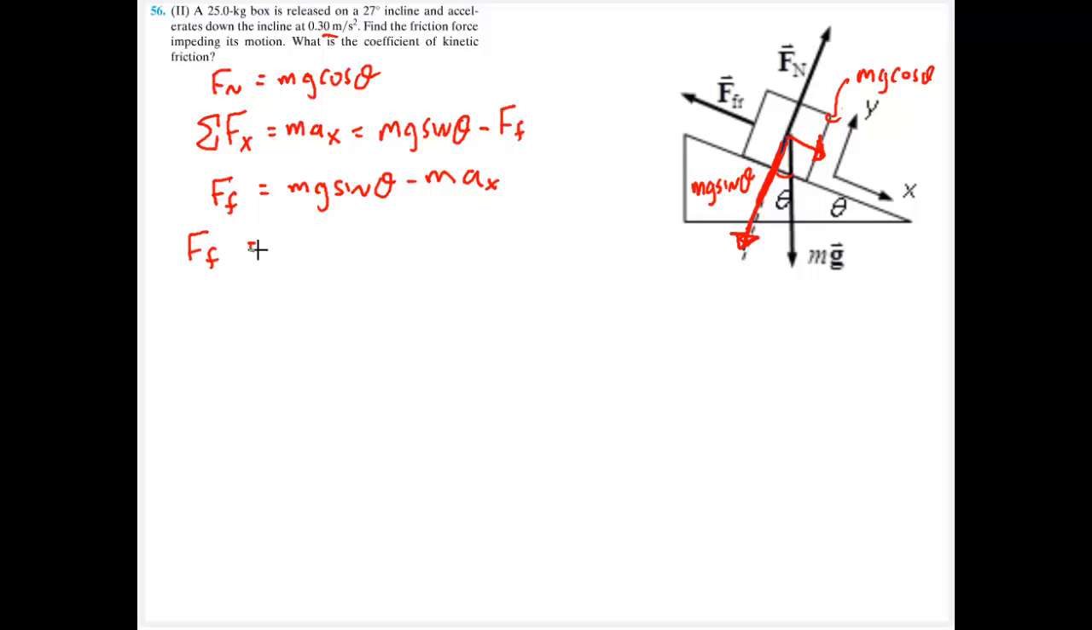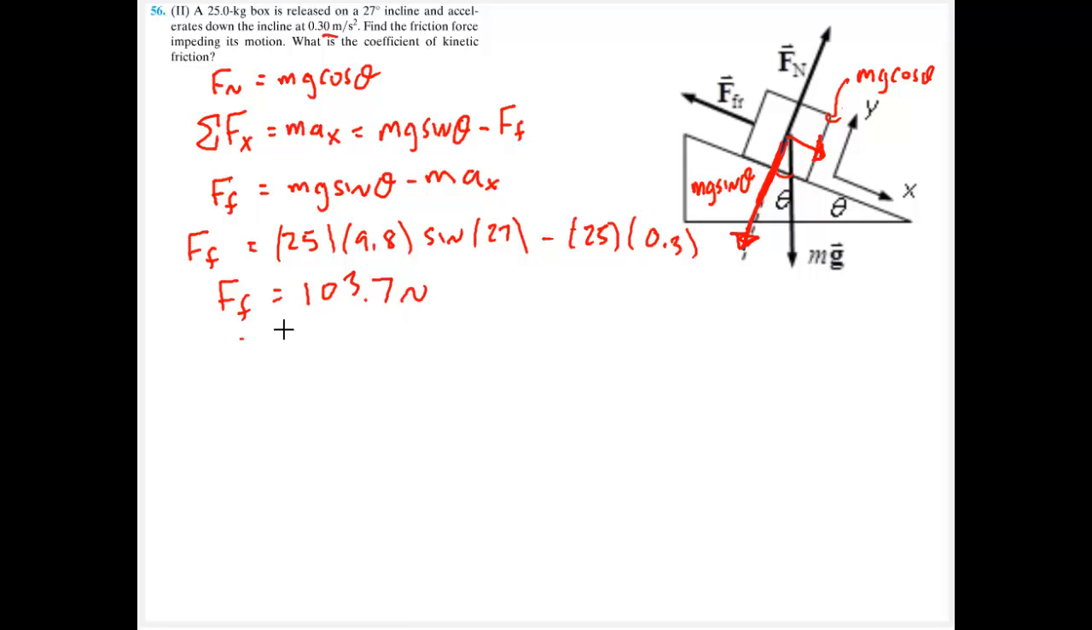So the force of friction is going to be equal to the mass, 25 kilograms, multiplied by gravity, 9.8, sine of the angle, 27, minus the mass, which is going to be 25, multiplied by the acceleration, 0.3. So my force of friction then must be 103.7 newtons.